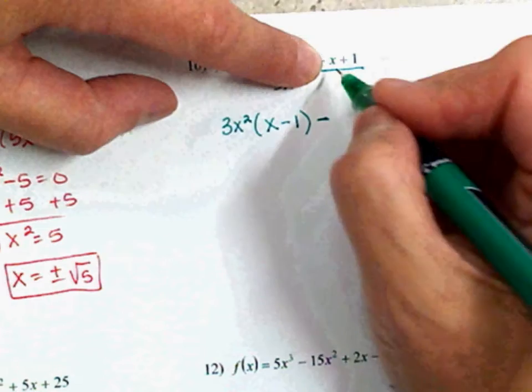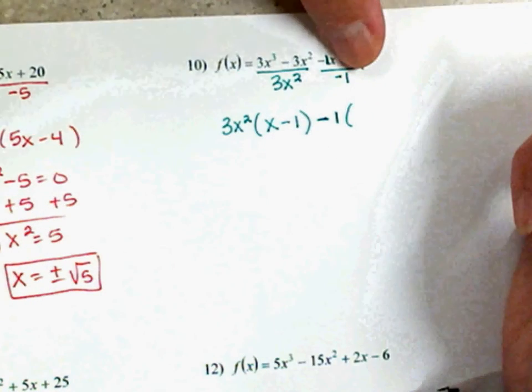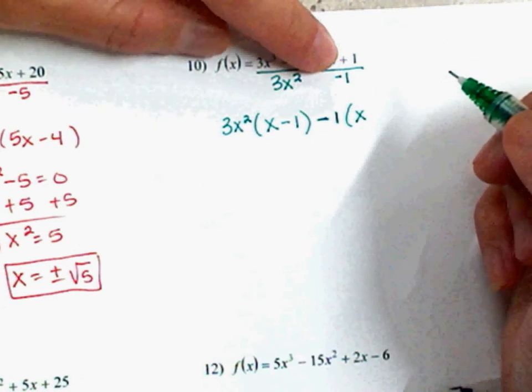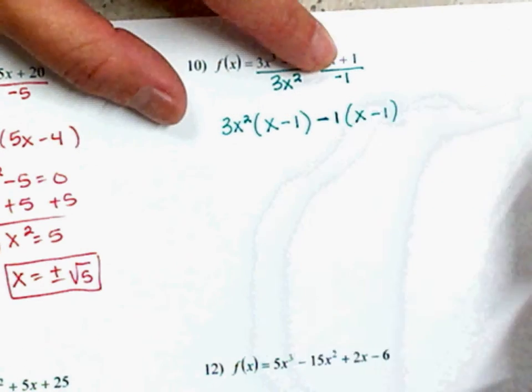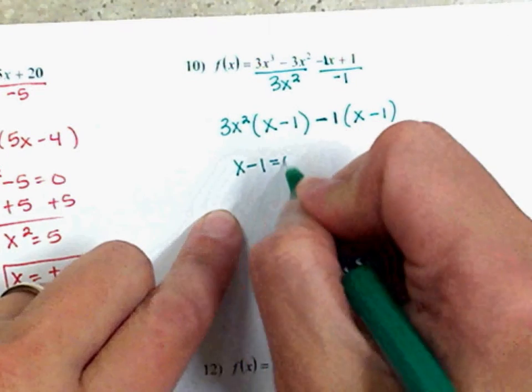What do these two have in common? There's a 1 here, so just a 1. So I'm dividing everything by negative 1. What's negative x divided by negative 1? X. What's 1 divided by negative 1? Negative 1. See how these two are the same? Group them together and solve.